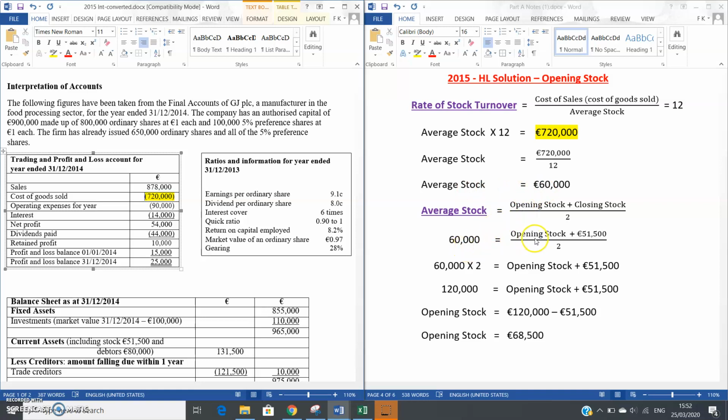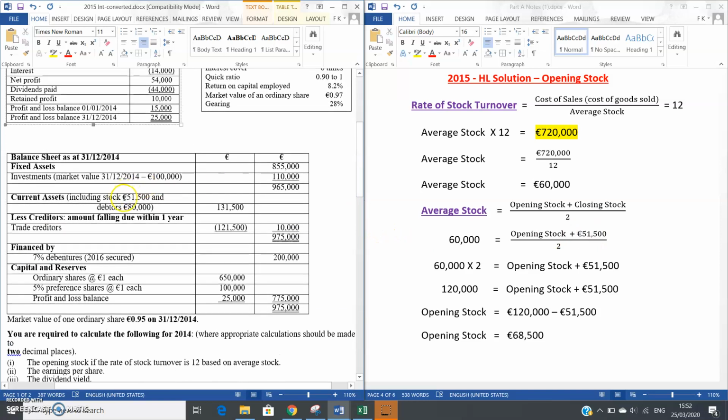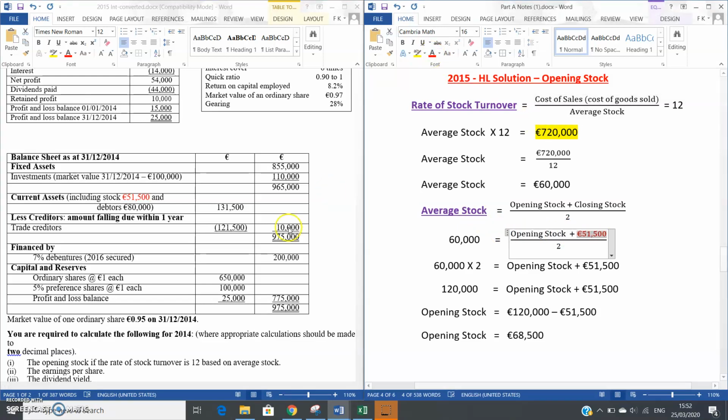And that's equal to, obviously, opening stock plus closing stock. Now, where did I get that €51,500 from? Well, I got it from the balance sheet. You can see it here on the balance sheet, €51,500. And you can see our balance sheet represents figures at the 31st of the 12th. So, obviously, it's our closing stock, that €51,500.